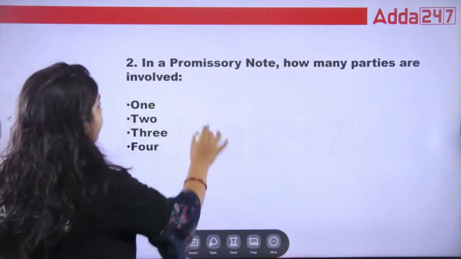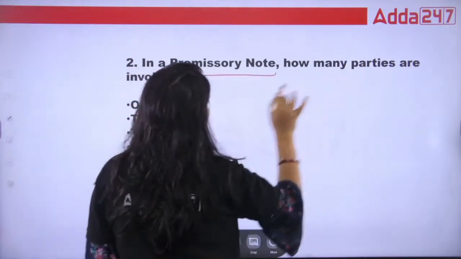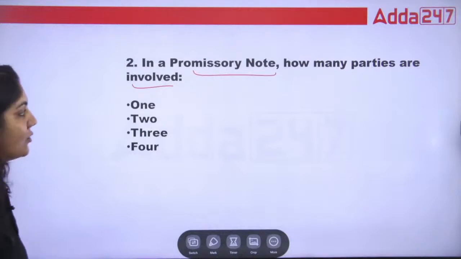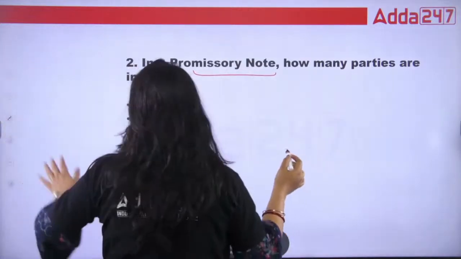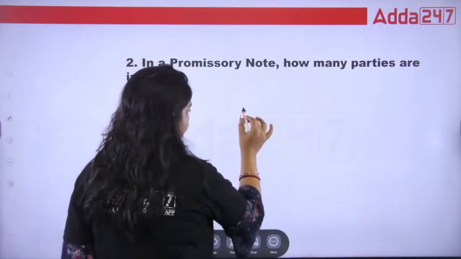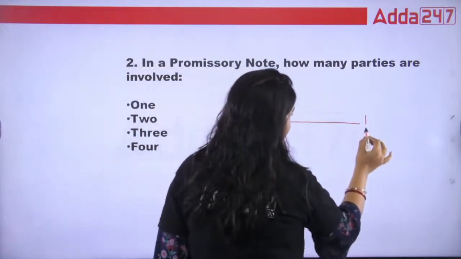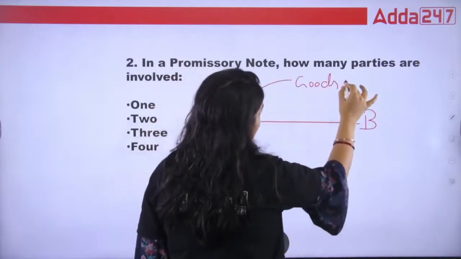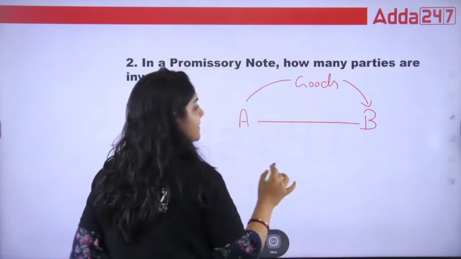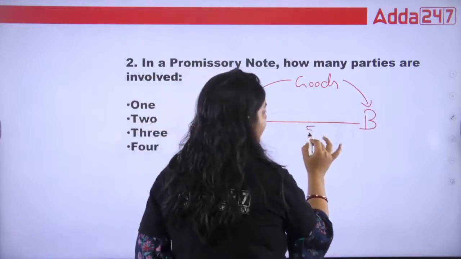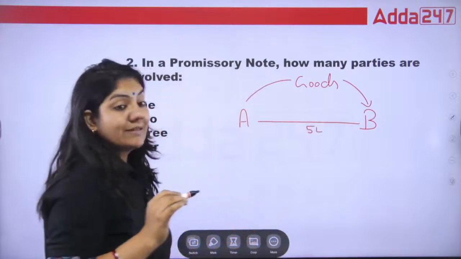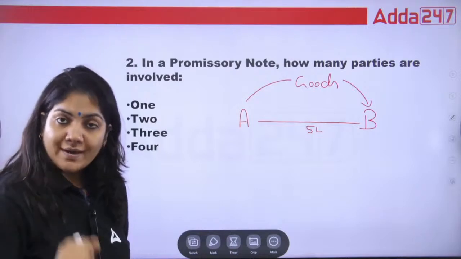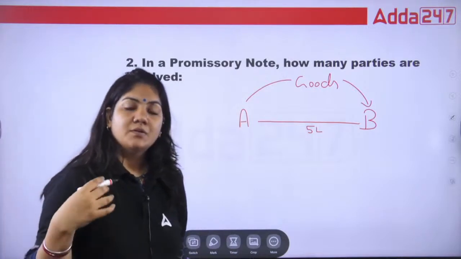Next, in a promissory note, how many parties are involved? Tell me, class. In a promissory note, how many parties are involved? If I give you an example of a promissory note, guys, this is A, this is person B. If A is giving goods to person B, in that case B has to give, suppose, 5 lakh rupees for those goods. But at that time, B is saying that I cannot give the rupees right now. I will give you the rupees after 2 months.